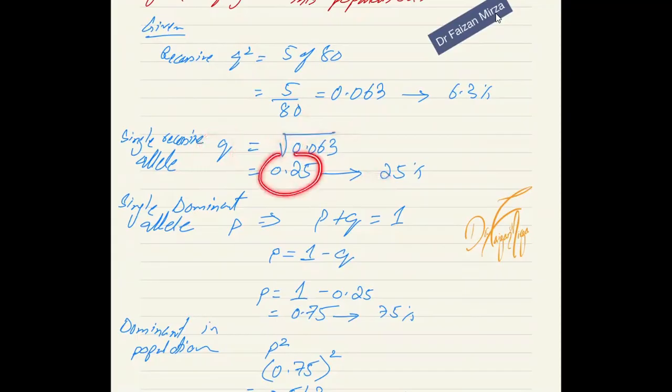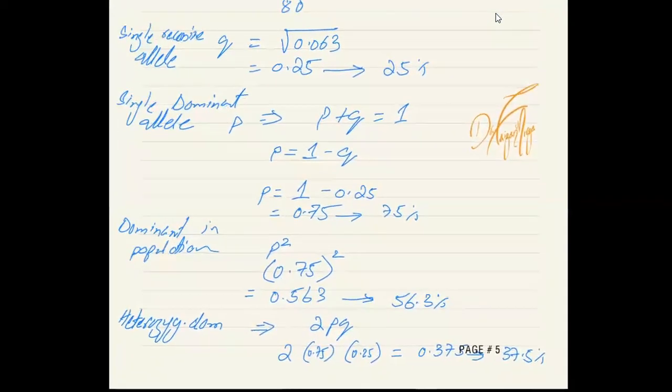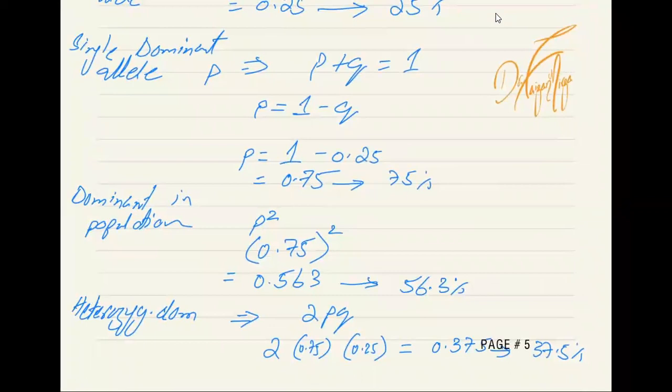Now the single recessive allele can then be used in our first equation of the Hardy-Weinberg principle, and we can calculate p out of it. We can just take the value of q there and subtract it from 1. In this case, we get 0.75. So 0.75 is the frequency and 75% is the percentage of the single dominant allele p. Now, if I want to calculate the homozygous dominant in the population, I'll just do p squared, which means 0.75 squared. I'll get the answer 0.563, which means 56.3%.